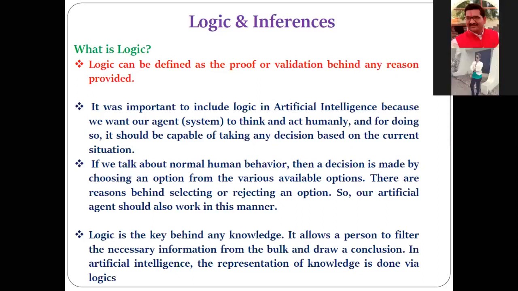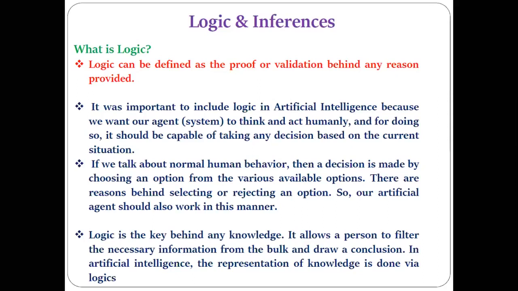What happens in the knowledge level? In the knowledge level, we give the raw information to the artificial agent. Understood? Yes, sir. What is happening in the second level? Logic level. There are two logics, propositional logic and first-order logic. In the logic level, we represent the knowledge which we gave in the knowledge level using some logical form. Yes or no? Yes, sir.